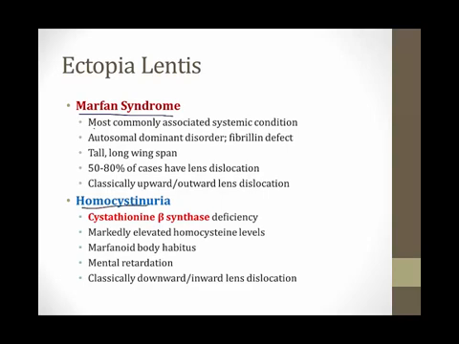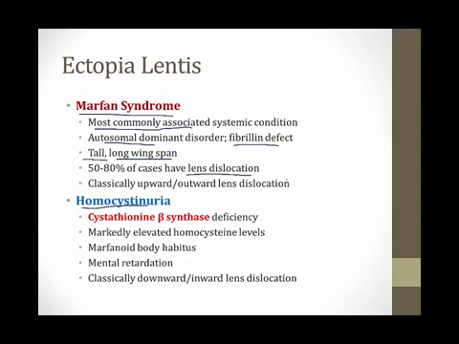Marfan syndrome is the most commonly associated systemic condition. It is an autosomal dominant disorder that leads to a fibrillin defect. Patients with the Marfan syndrome have a very typical phenotype. They're usually very tall with a long wingspan. In addition, 50 to 80% of them will have dislocation of the lens, and classically, the lens is dislocated upward and outward.